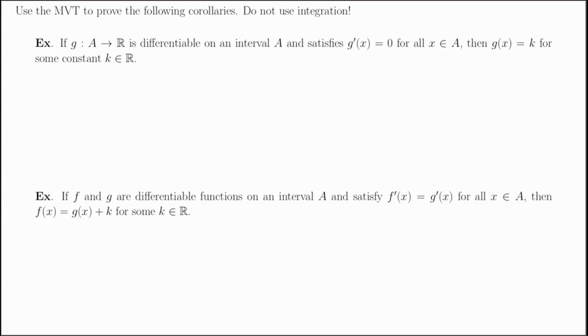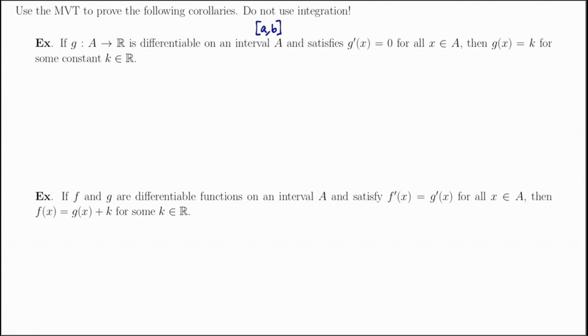Now let's look at how to use the mean value theorem to prove a couple of statements in calculus that we often take for granted. The first statement is, if g is differentiable on some interval, here I really mean the closed bounded interval from a to b, and its derivative is always 0, then g is a constant function.